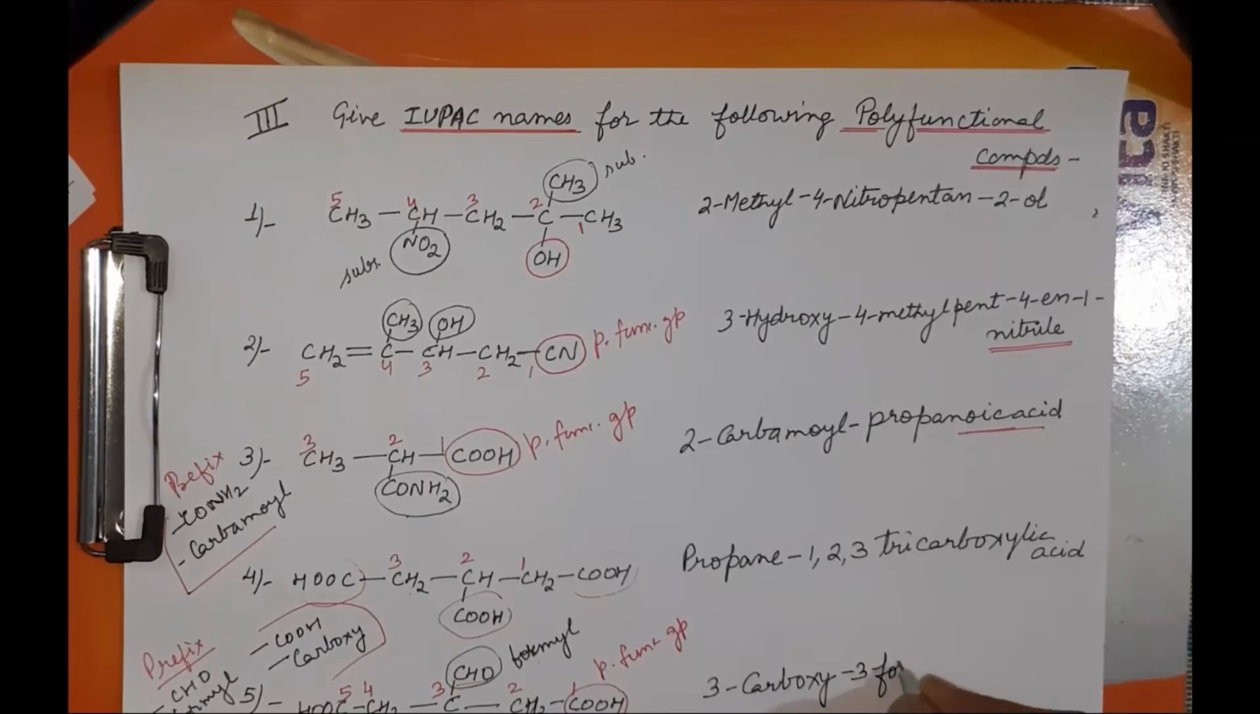3-carboxy, 3-formyl, 5-carbon atom chain, pentane, 1,5-dioic acid. 3-carboxy, 3-formyl, pentane, 1,5-dioic acid, because two COOH groups are present at 1 and 5 carbon atoms in the parent chain. So that is why 1,5.